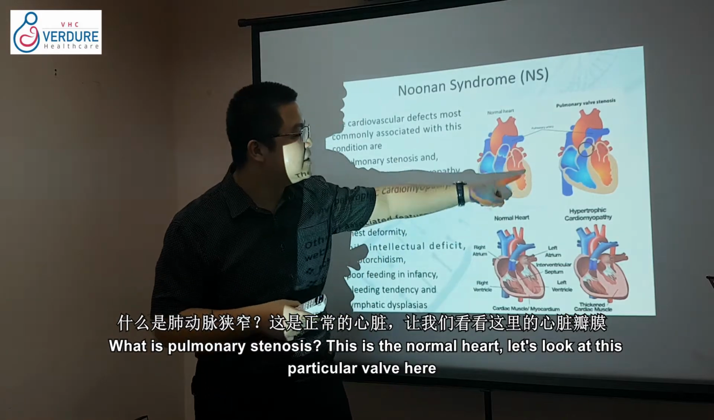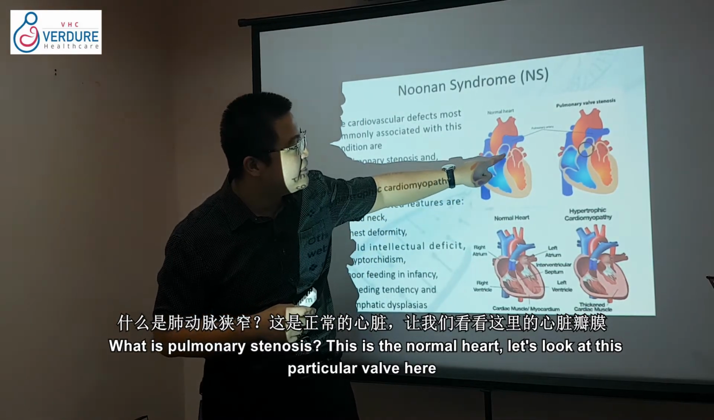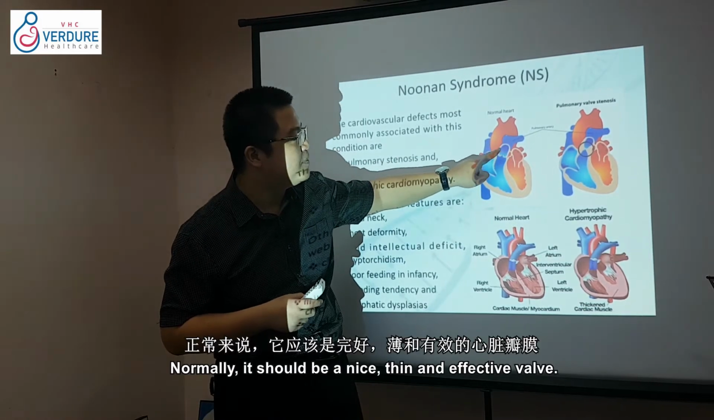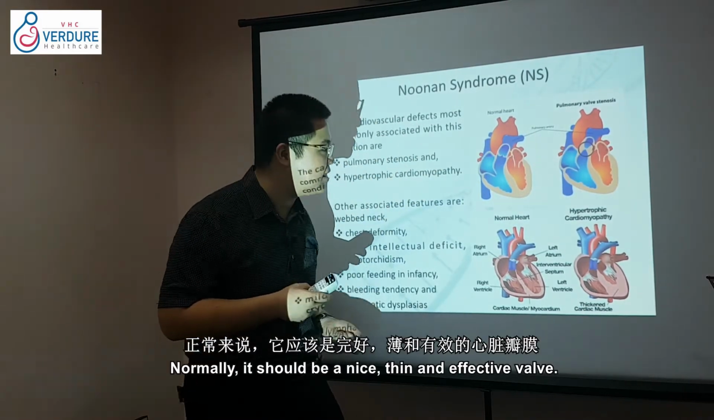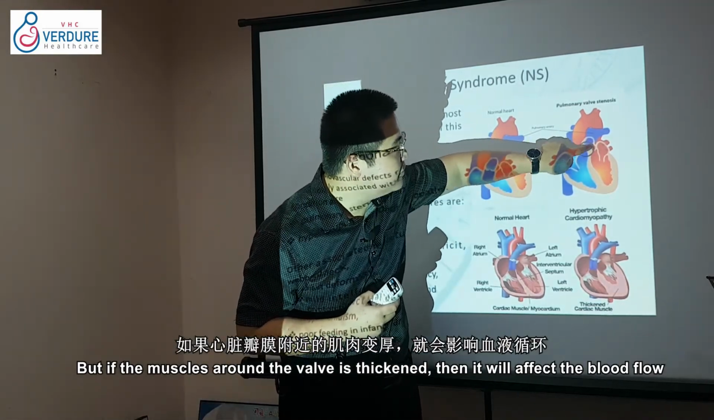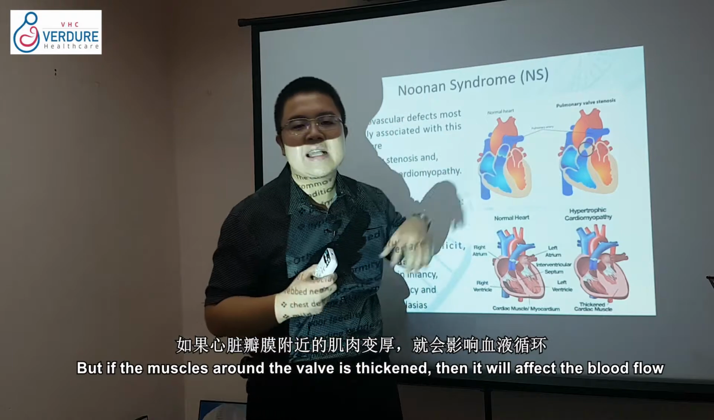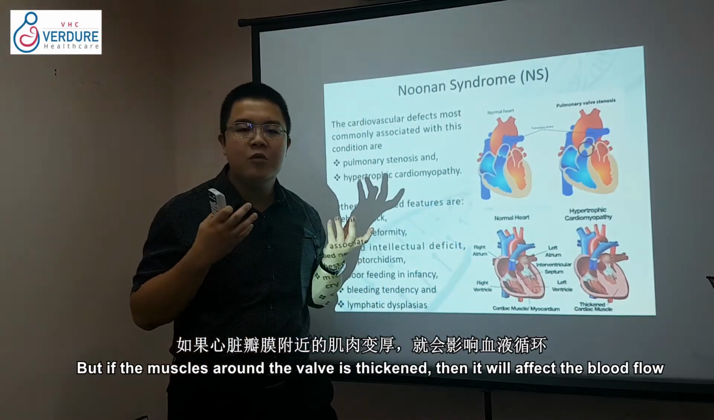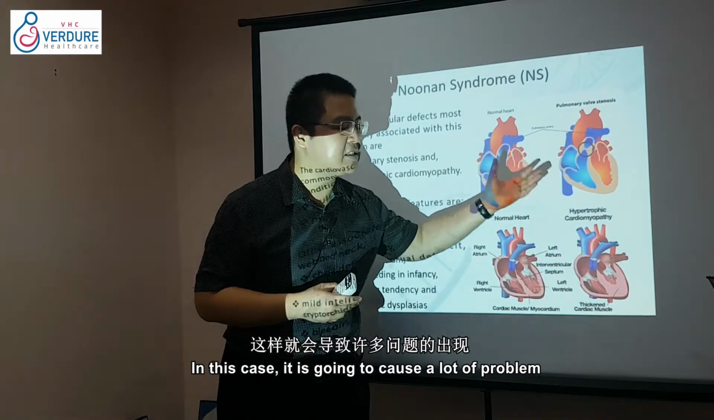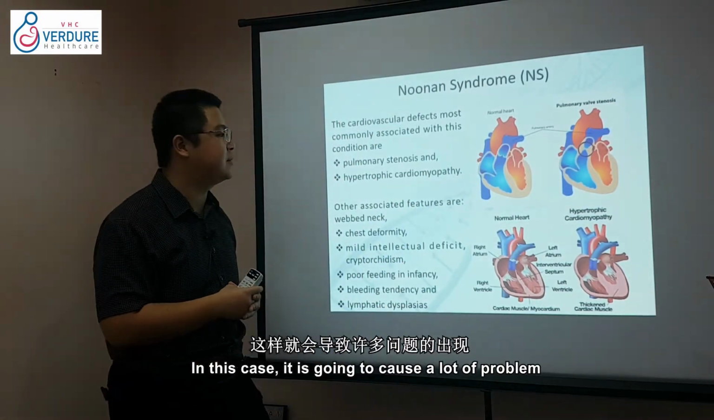This is the normal heart. Let's have a look at this particular valve over here. Normally it should be a nice, thin, and effective valve. But if the muscle around the valve gets thickened, it will affect the blood flow. So in this case, it's going to cause a lot of problems.